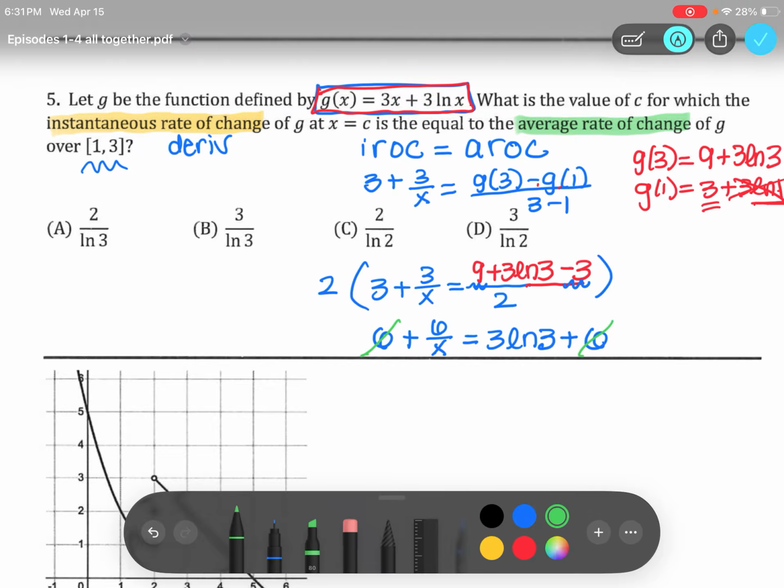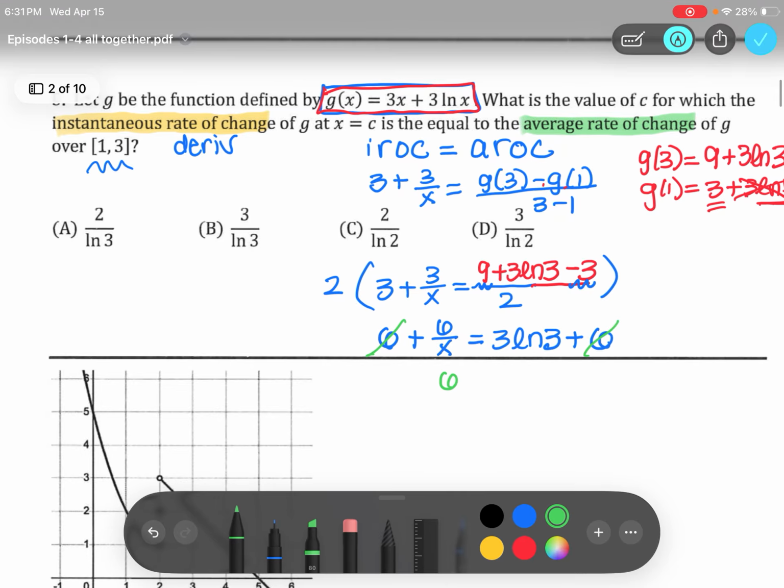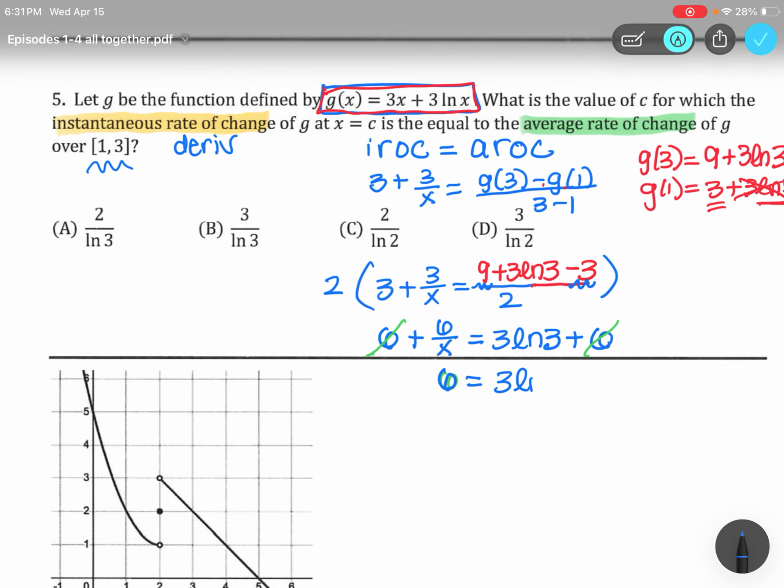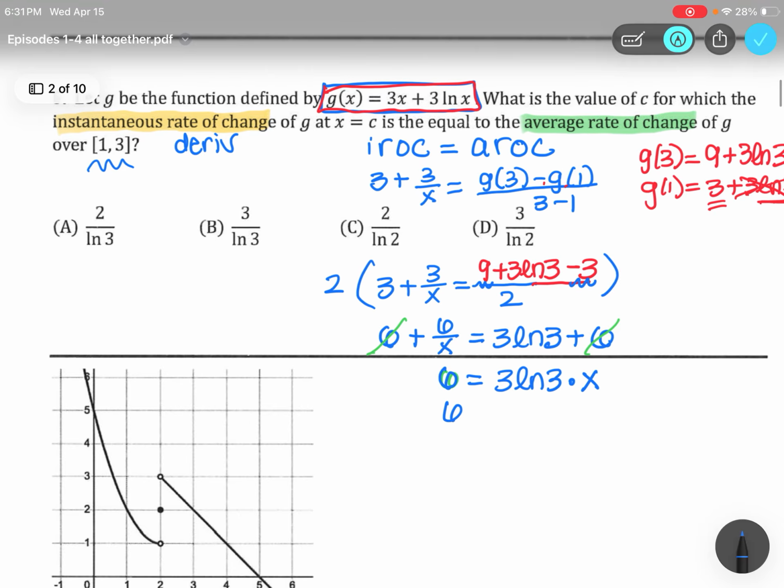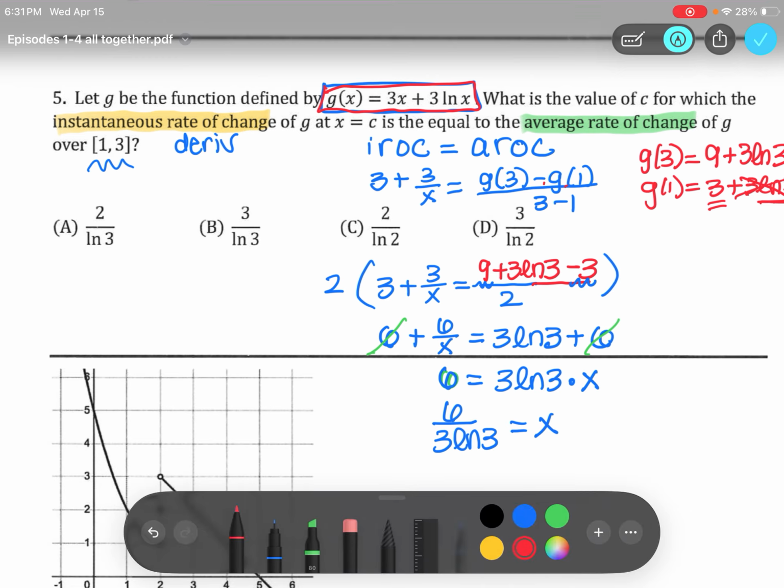I need to solve for x. X is on the bottom. I need it to go to that right side. So I'm going to multiply both sides by x. Sorry, I need the x out of there. So 3 ln 3 times x. And then I'm just going to divide both sides by 3 ln 3 to get x. And so my answer is going to be, oh, I can reduce this. I was looking and I didn't see the answer. I can reduce this.